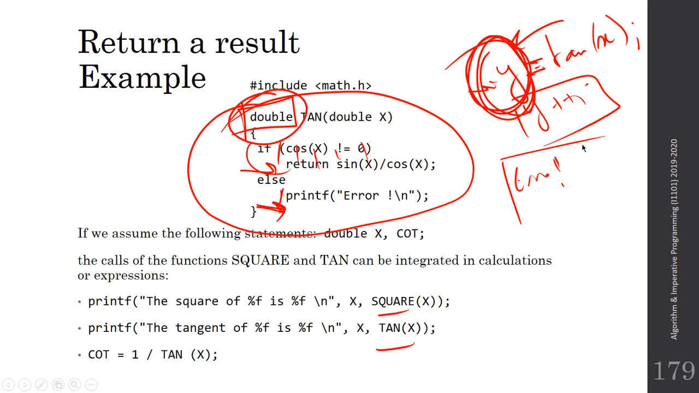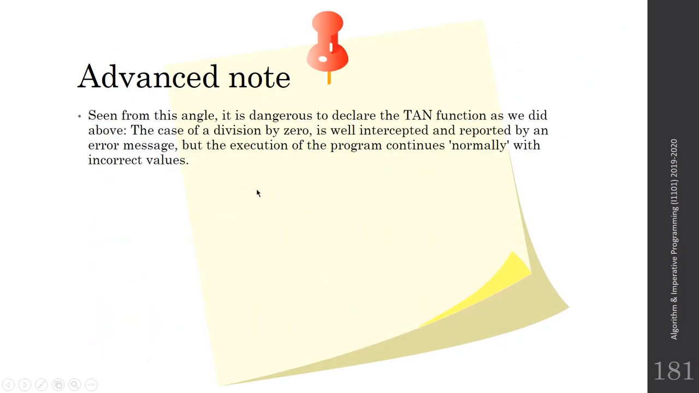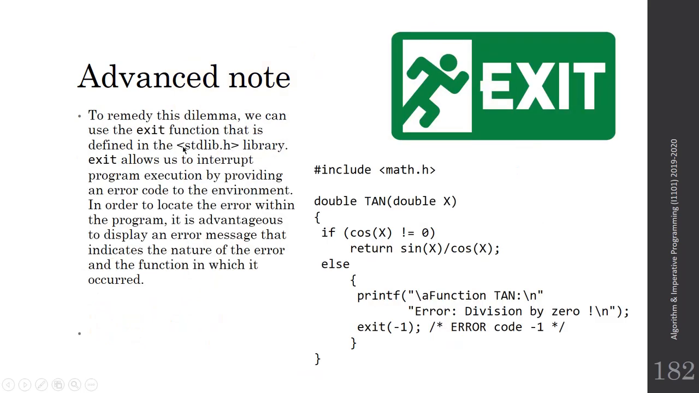X equal tangent of x. It means that the function should return a number, should return a double. If I don't return a double, the compiler will give y any random value. It's unpredictable. It will return any random value. So for that, you should be sure about what's returning. So for that, we are still in the advanced note.